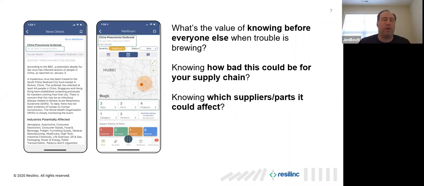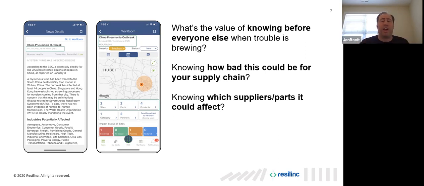A lot of times it's difficult to understand if something happens somewhere. Let's just use China as an example. If it's a factory fire or a labor dispute or something happens, how does that eventually cascade and impact me? So it's not only understanding that it occurred and detecting and sensing that, but then how does that impact me? And that's the challenge.